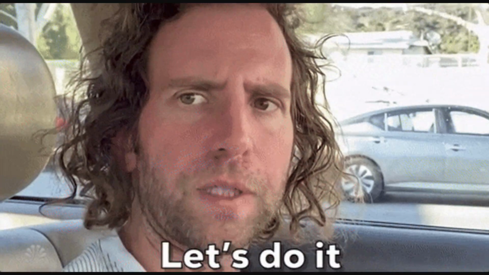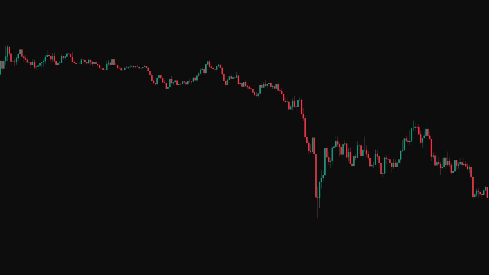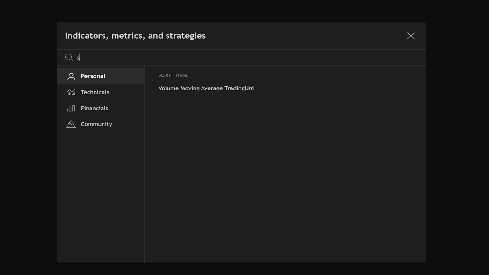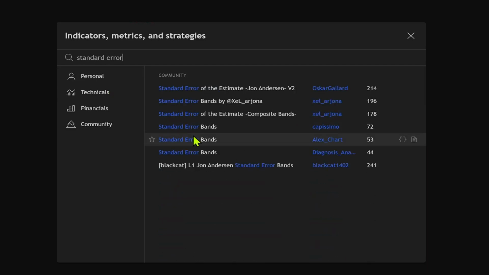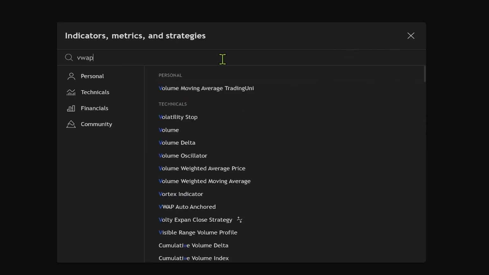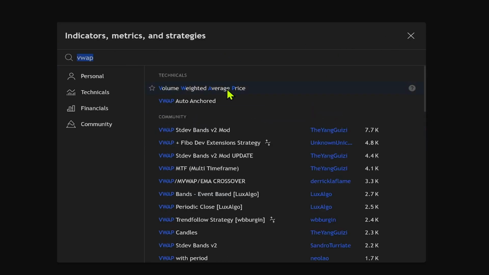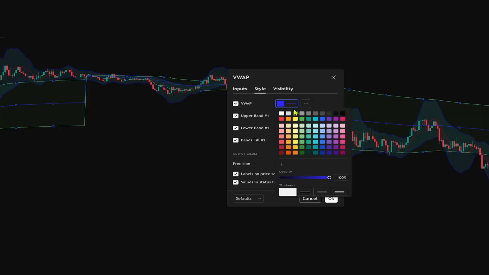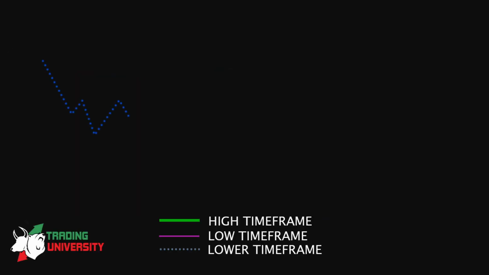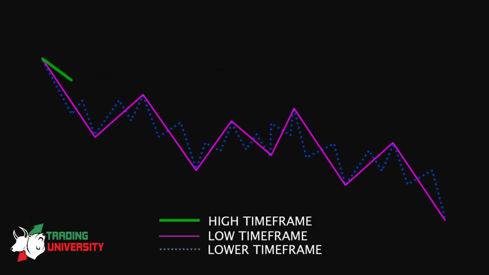Let's get started then. I'm using TradingView here. Add the standard error bands indicator by Alex chart, this one, with standard period setting of 21. And we're also going to use the Vwap, volume weighted average price, to dial in our entries. So add this one. I changed the colour of the Vwap to orange like this. I used the 5-minute chart for entries, but as markets are fractal it will work on longer time frames if you prefer swing trading, but you will need to backtest this yourself.